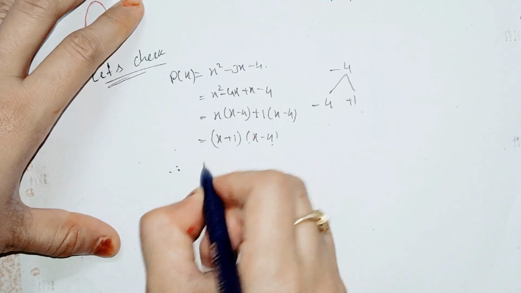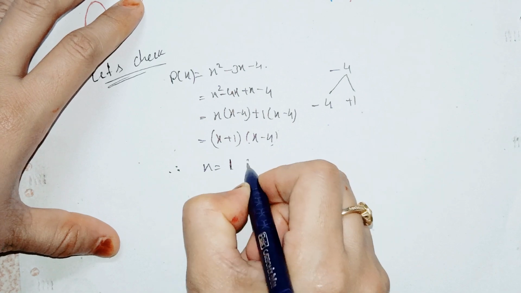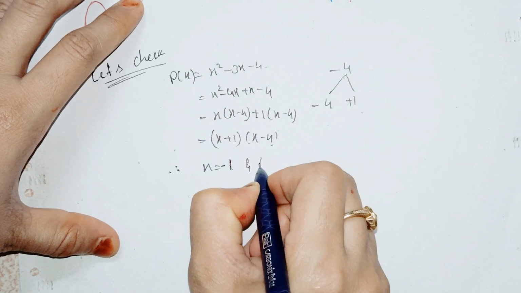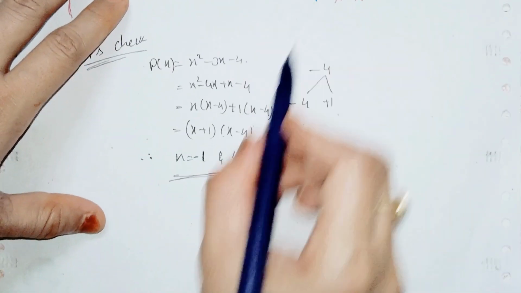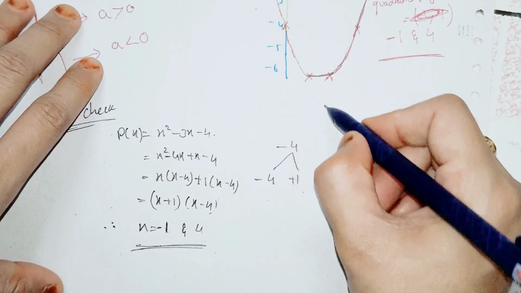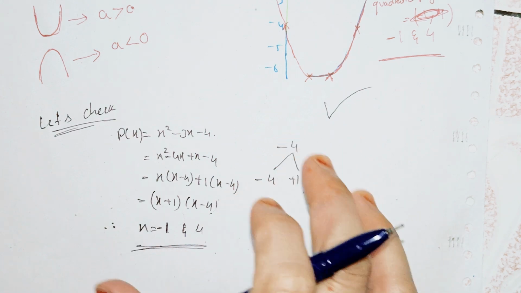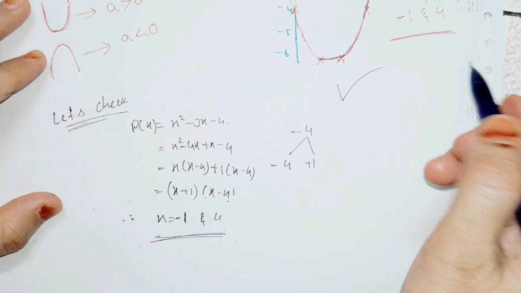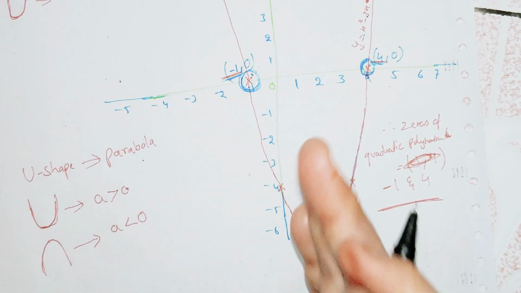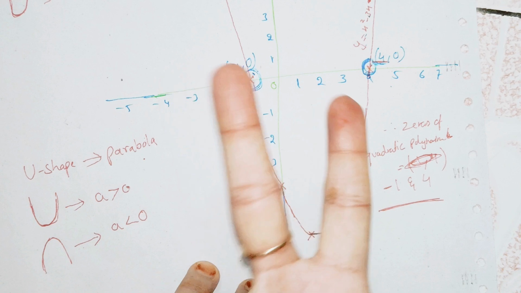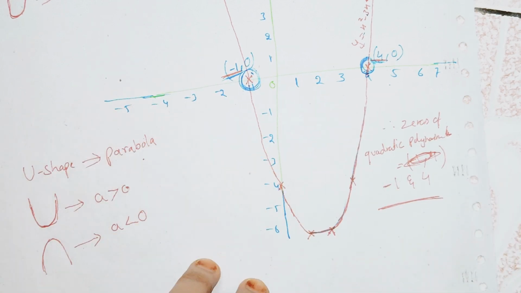So therefore, the x values I am getting are minus 1 and 4. If you check this here, minus 1 and 4. Here also I am getting minus 1 and 4. So you have done it the correct way. The zeros of this quadratic polynomial are minus 1 and 4. I already told you the degree of a quadratic polynomial is 2, so we get at most 2 zeros. Means you will get 2 zeros.